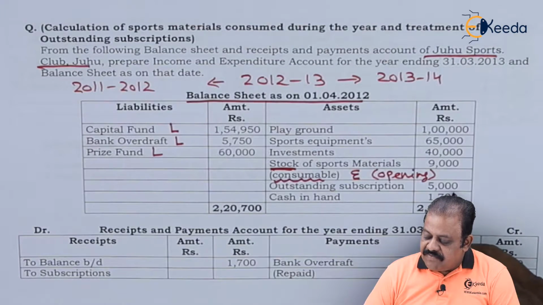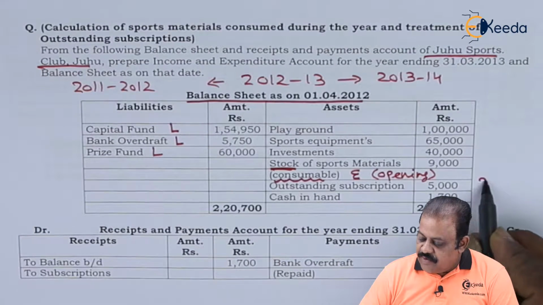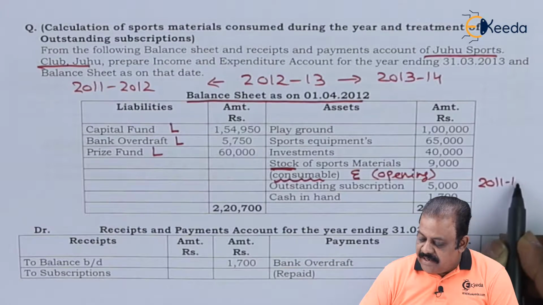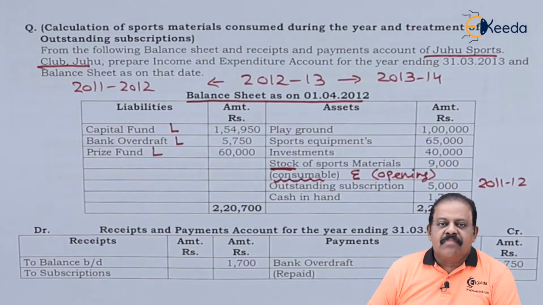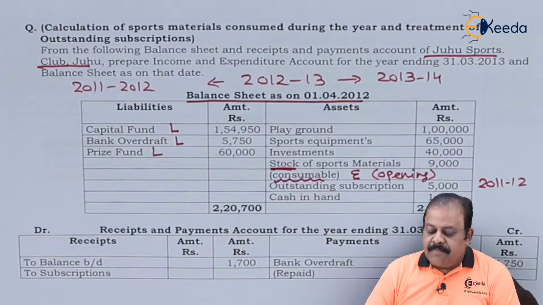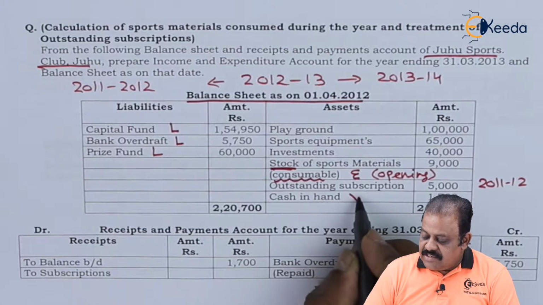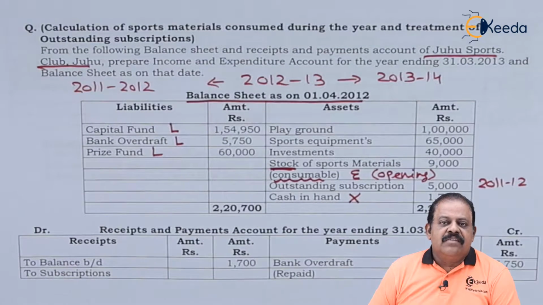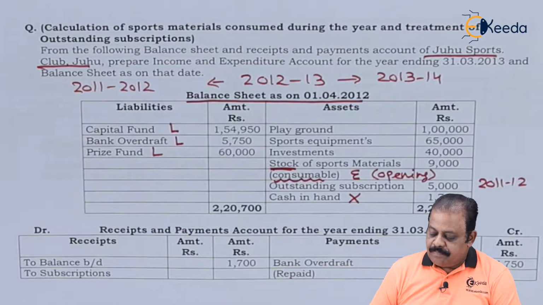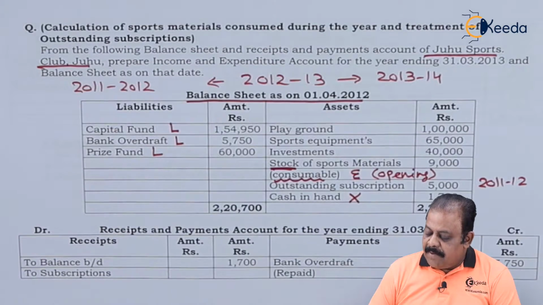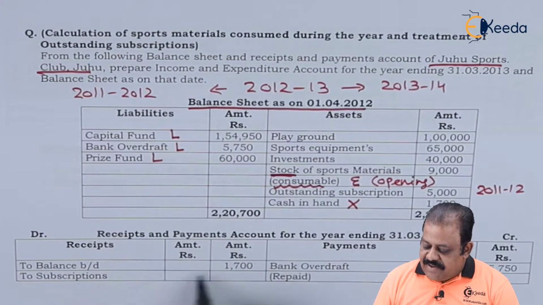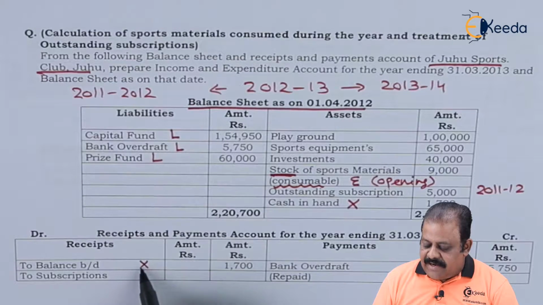Outstanding subscription 5,000. This is for the previous year 2011-12. Cash in hand. This is the opening balance of cash. This is not recorded anywhere in final accounts. Receipts and payment account. Opening balance of cash 1700 is not recorded anywhere.